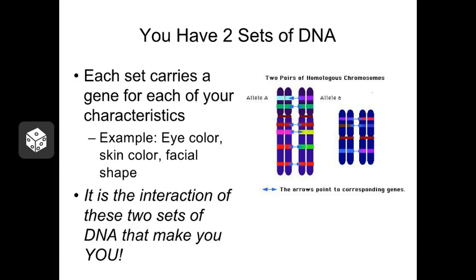Now, what color eyes will you end up with if you have a blue-eyed gene from one parent and a brown-eyed gene from another parent? Well, we'll talk about that in the next couple of chapters, but it's definitely the interaction between these genes on these different chromosomes that makes you you, and it's because of these interactions that you are different from all of your siblings and from your parents.